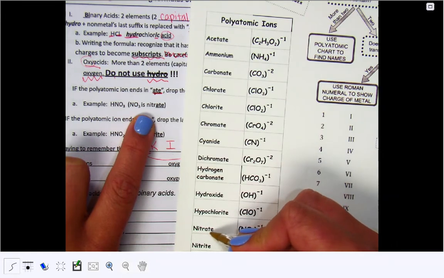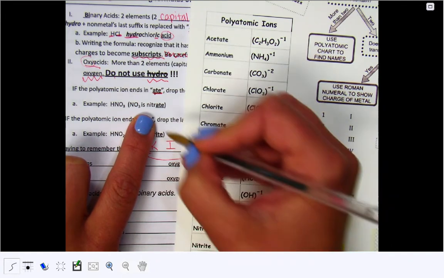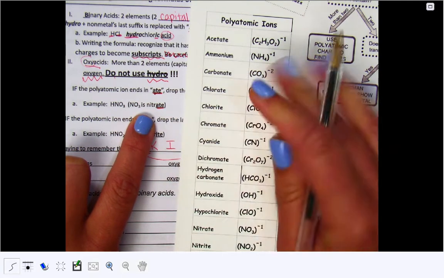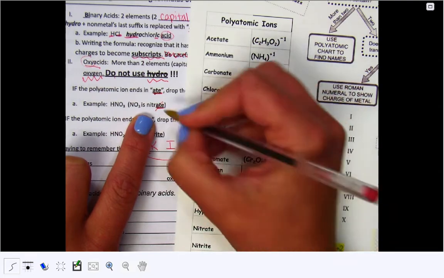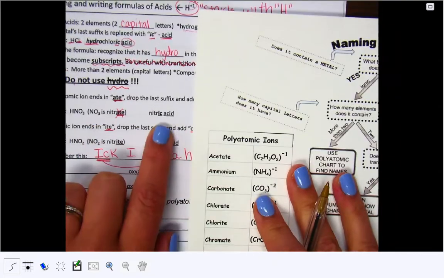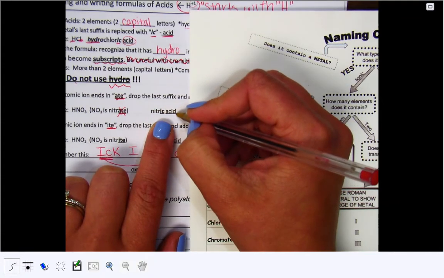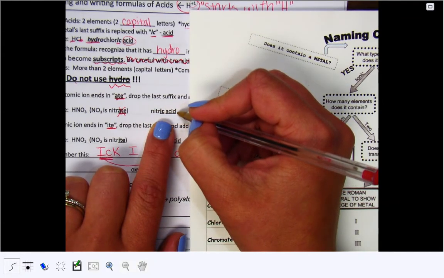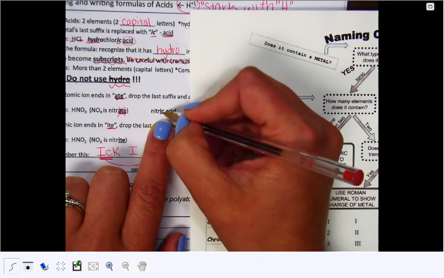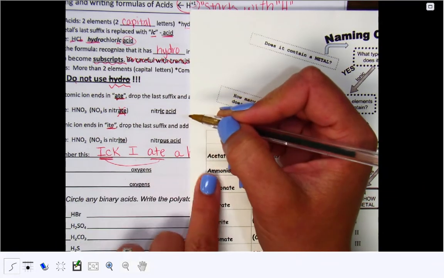You notice that it ends with ate. Because it ends with ate, we're going to take that part out and replace it with ic. So, nitric acid. Make sense? We replace the ate with ic. So ic, I ate a humongous bite.